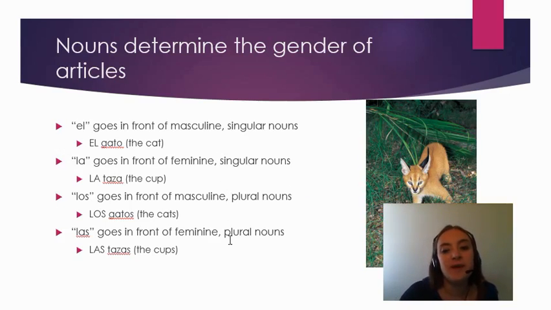Los will be put in front of masculine plural nouns. So those words that end with an OS or an ES. We've got los gatos as an example. And then finally, we've got las going in front of feminine plural nouns, words that end with an AS, like tazas. So it becomes las tazas for the cups. So in recap, you've got 4 words that mean the, and depending on how the noun ends, that's how you're going to decide which article to use for the. El, la, los, or las.